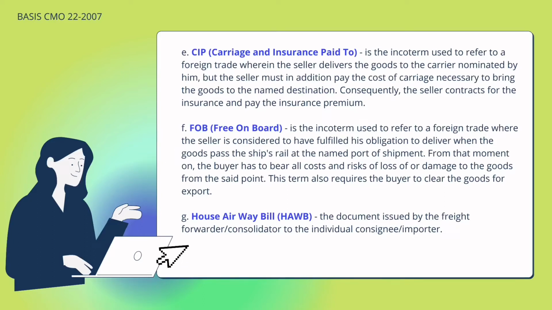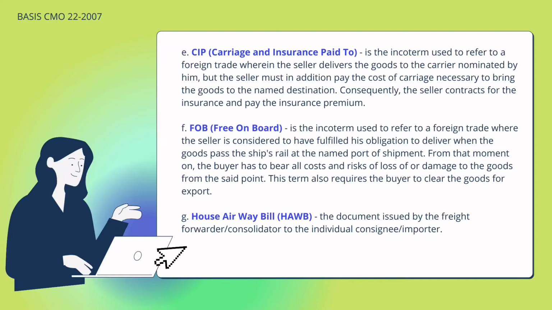House airway bill, it is the document issued by the freight forwarder or consolidator to the individual consignee or importer. Diba, I have mentioned earlier nga ang airway bill, it is a document which is a proof of receipt of goods from shipper issued by air carrier.